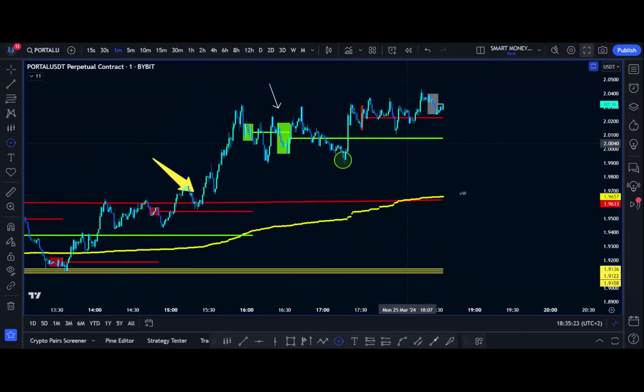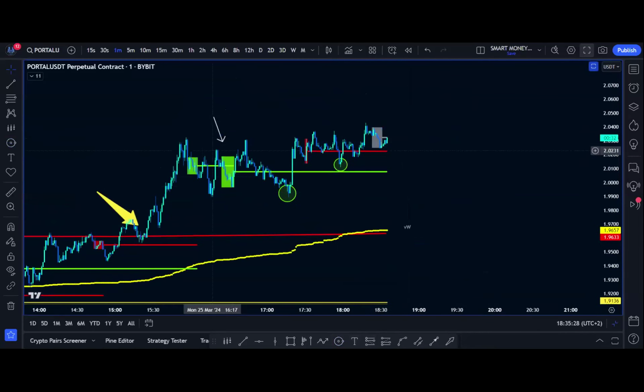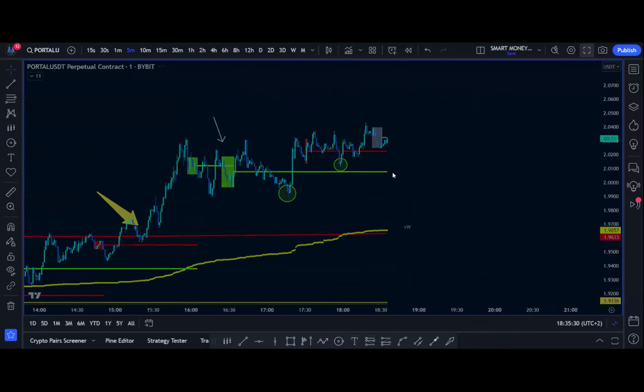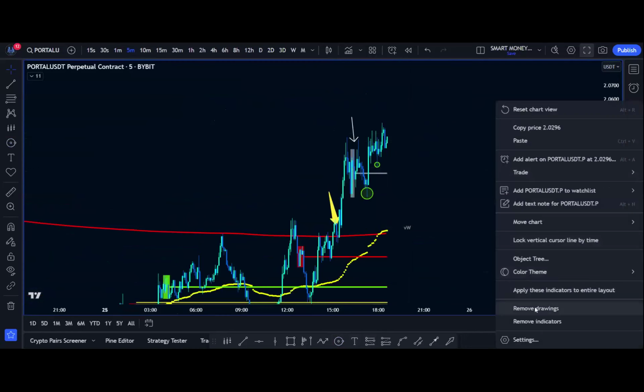And then here was another kind of tiny one over there. And we're probably going to get another one, but this is on the 1 minute. You see, if we go into the 5-minute, it's different.